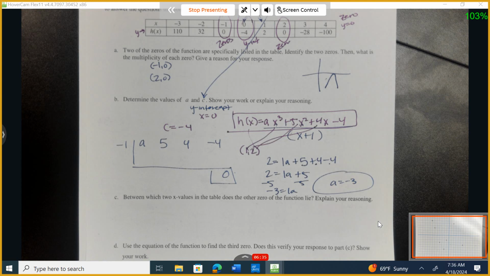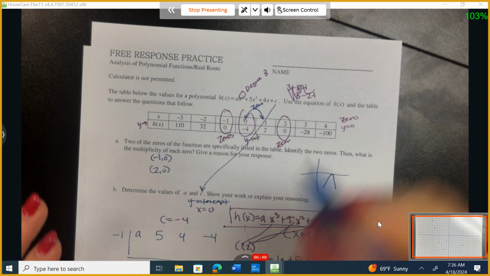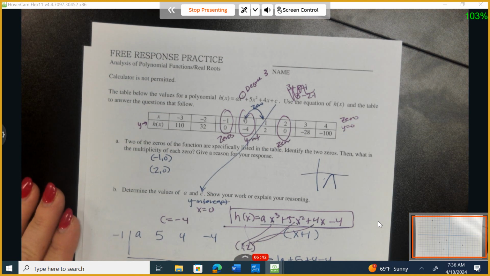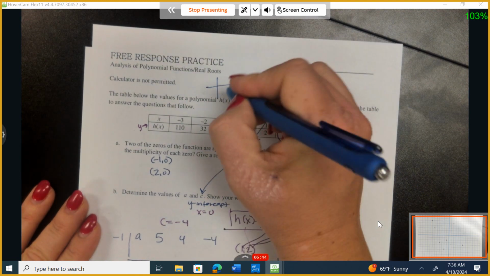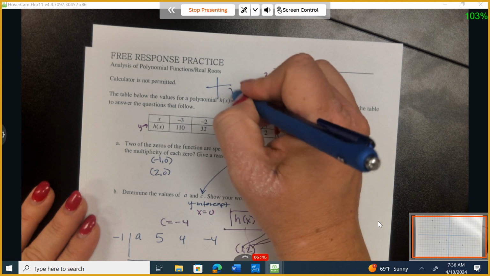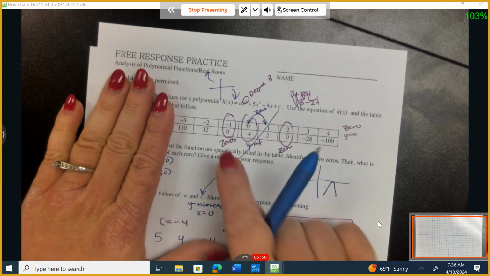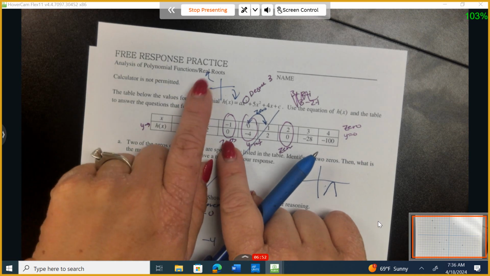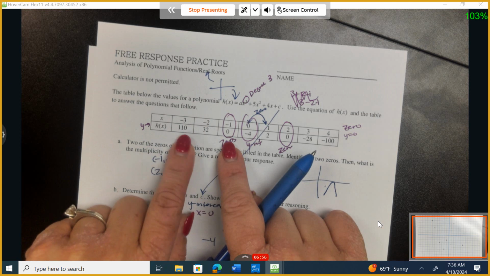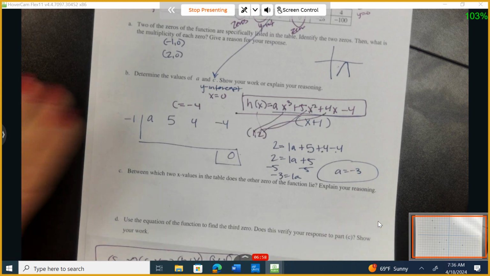Now we've got to go back and think about if that's true. If a equals negative 3, what can you tell me about the end behavior of this? It goes down on which side? Down on the right, up on the left. So that means on the left-hand side, past my last zeros, what should be the value of the y's? Positive. See how they are positive? Great job, great job.